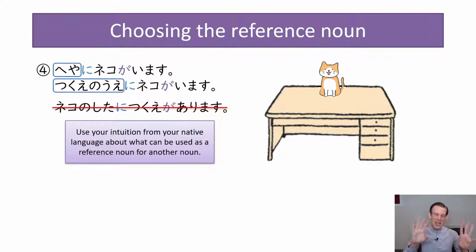So you want to say it the same way you would say it in your native language and not use a strange reference noun and make a kind of weird sentence. So just as long as you're cognizant of the same limitations that exist in your native language, you should be fine in using this construction as well. Okay, so now we know how to use location nouns in combination with reference nouns to talk about the locations of things in reference to something else.